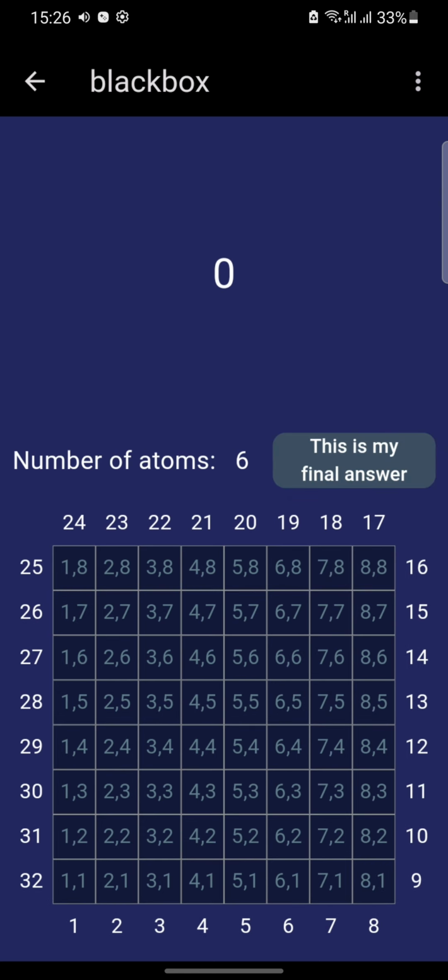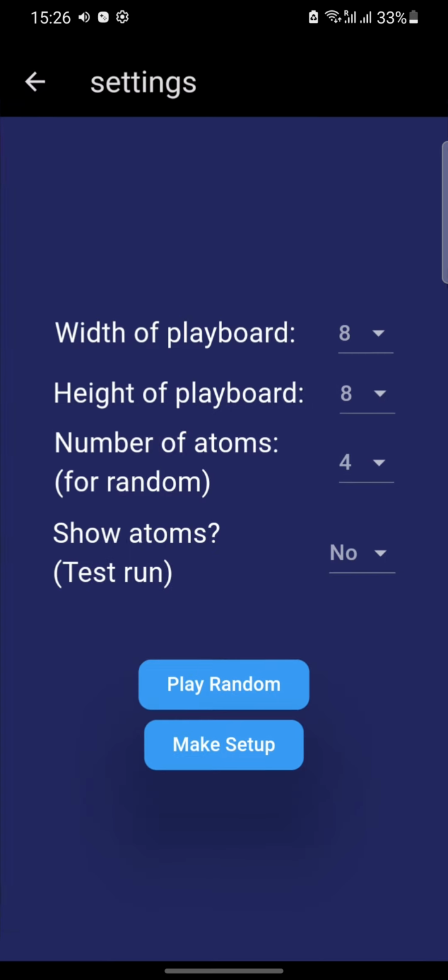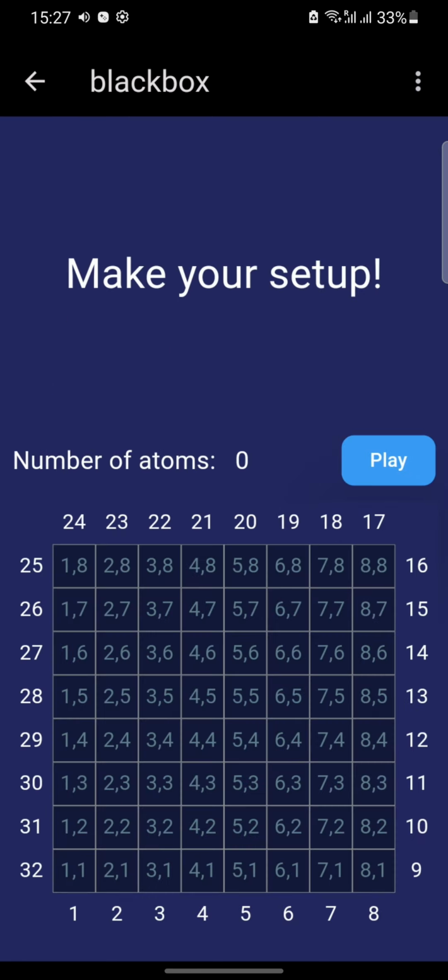I wanted it to be so that I could see them. Let's go to settings. And then I can show atoms. Yes. Make a setup. What did I do?